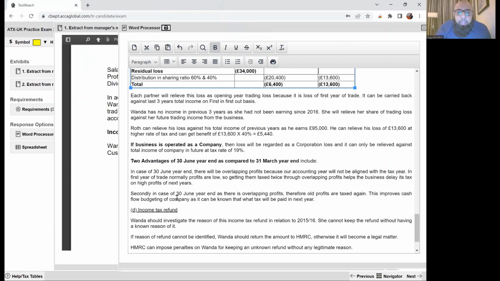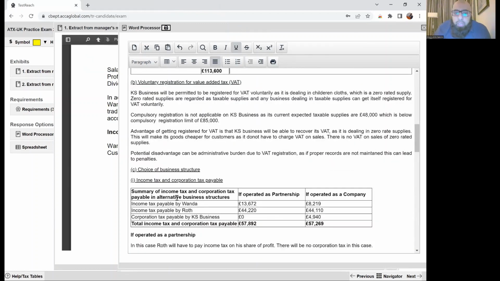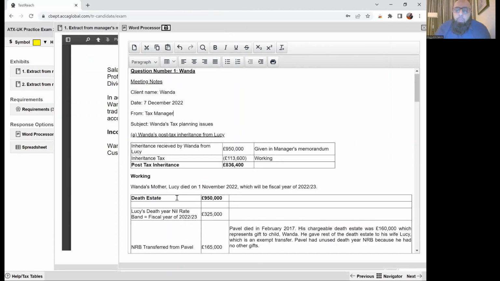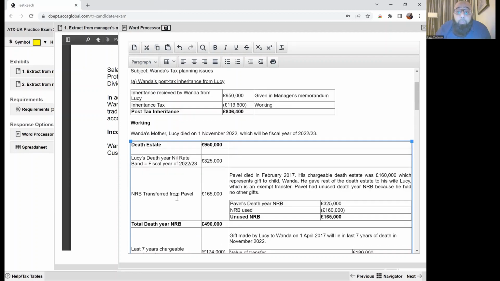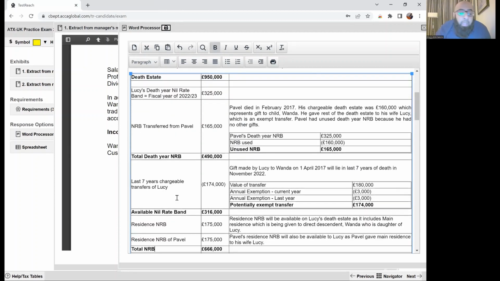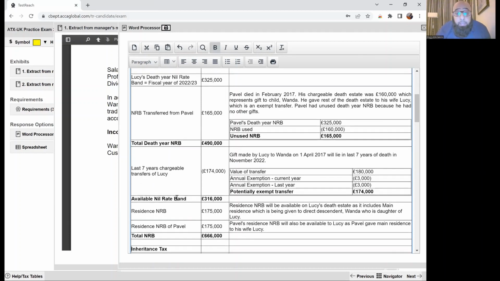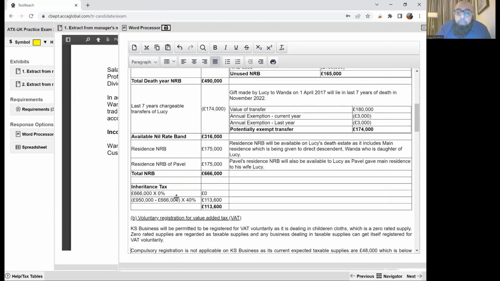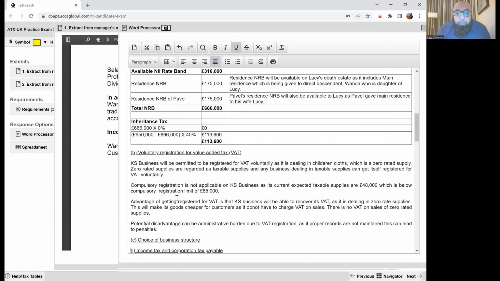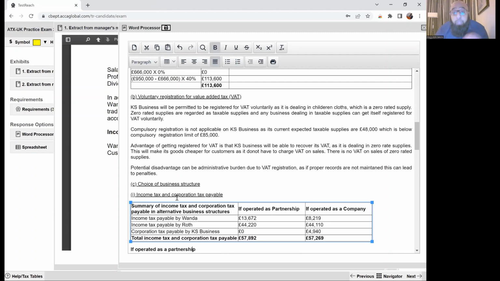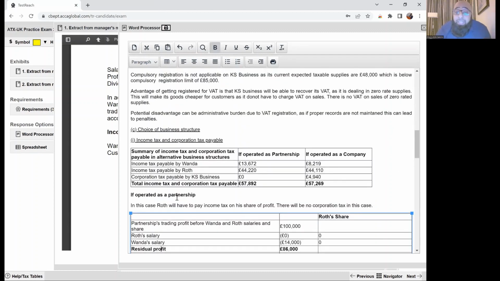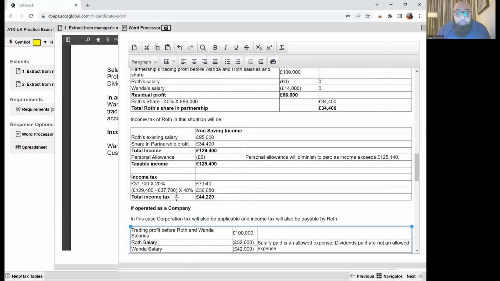So if you look at this entire answer, in my opinion, this was not a difficult one. There was some basic format of meeting notes. Then there was some IHT calculation on transfer of NRB, residence NRB issues. I will agree that it's complex, but I would say that it is not difficult. Then voluntary registration of VAT was something very easy. Then choice of business structure was really very easy. There was some basic income tax calculations, but since it was a lengthy part, some students may have got confused.